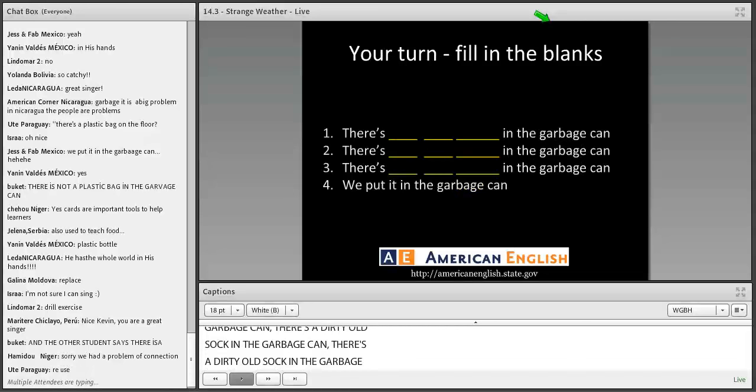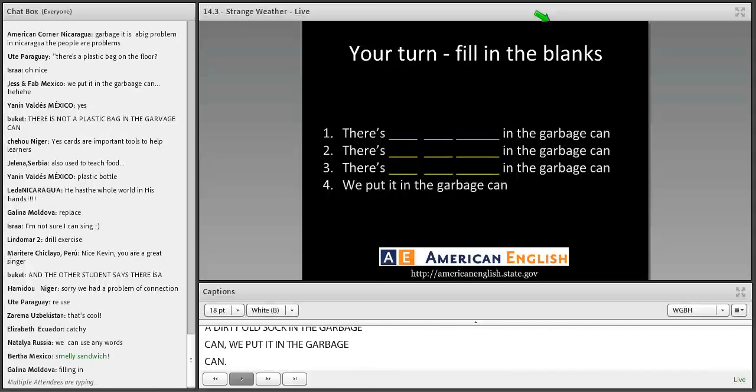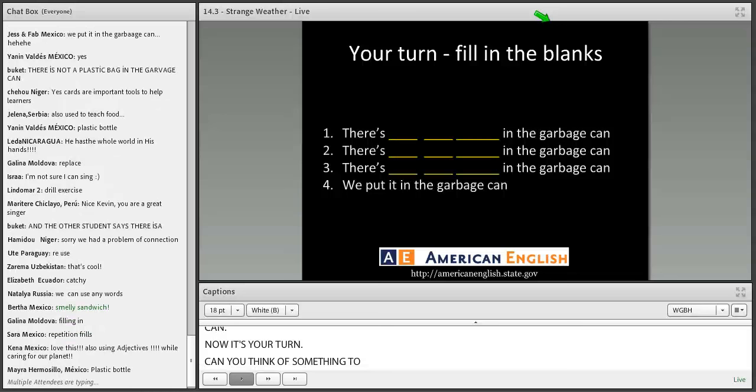Now it's your turn. Can you think of something to put in these blanks? You can use any word. Smelly sandwich from Bertha. Oh yeah, there's a smelly sandwich in the garbage can.